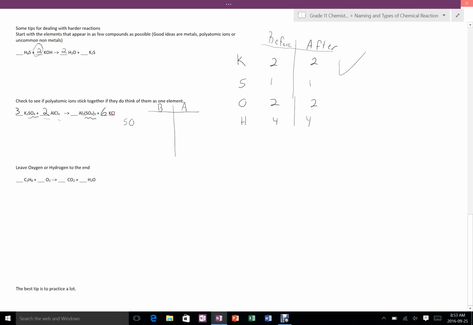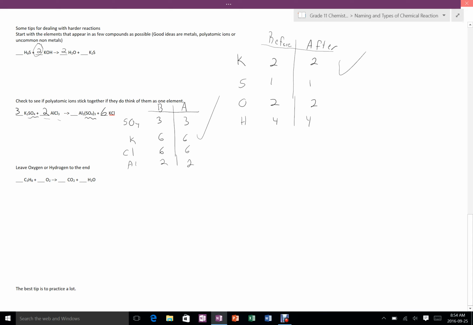But here I'm going to treat sulfate as if it's one thing. So here I have 3 going to 3. Potassiums, I have 6 going to 6. Chlorines, I have 6 going to 6. And finally, aluminums, I have 2 going to 2. And so my equation is balanced.